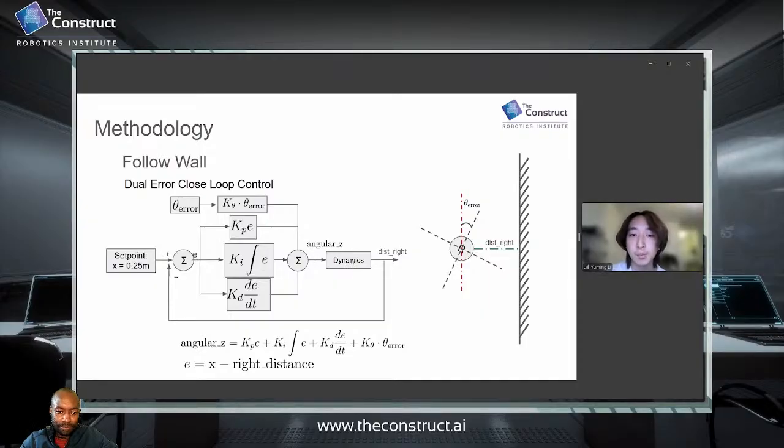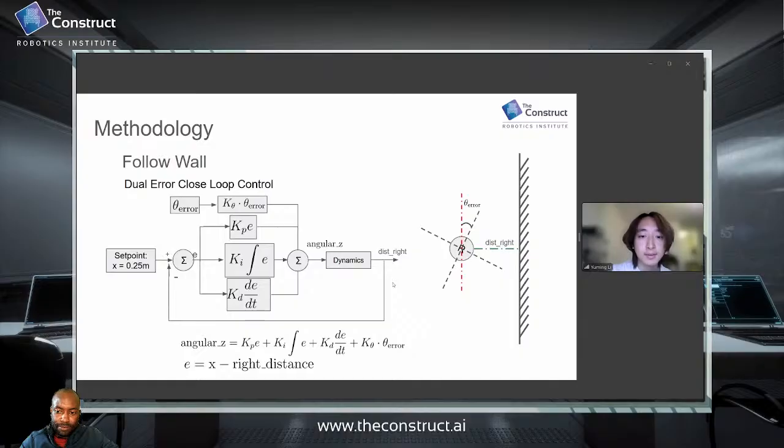Yeah, and the robot responds to this angular velocity and produces the distance here, and then I feed back to the loop again. So this is basically how the PID controller works here. Very, very nice. Yes, thank you.